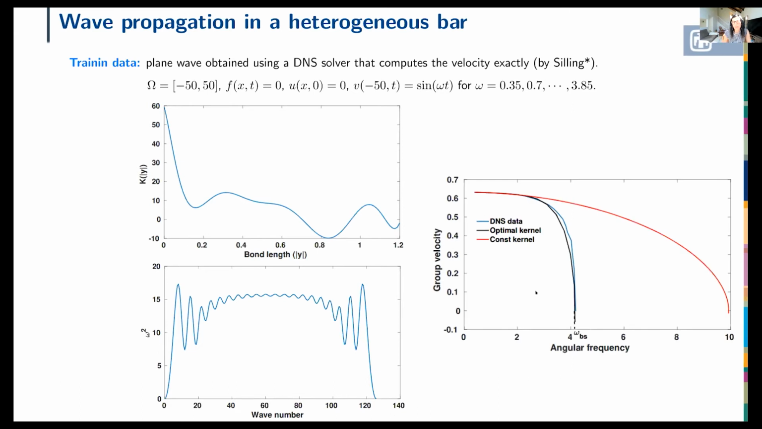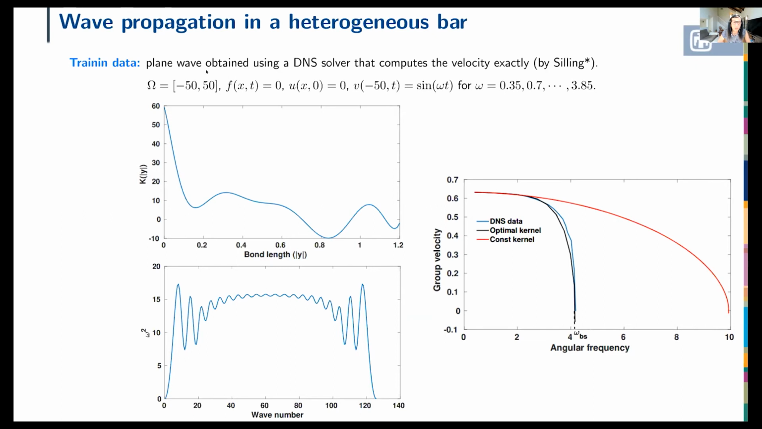And this is the group velocity. The light blue curve is the exact group velocity obtained with high fidelity, with an exact solver for the velocity. The black line is the group velocity that we obtain from our learning. We compared it with some state-of-the-art kernel. This is a constant kernel derived optimally, analytically. Even though it matches the group velocity for low frequencies, it does a very bad job in catching what's called the band stop or band gap. And catching a band gap is very important because going beyond this little omega, the waves stop propagating. And we will see this in our experiments.